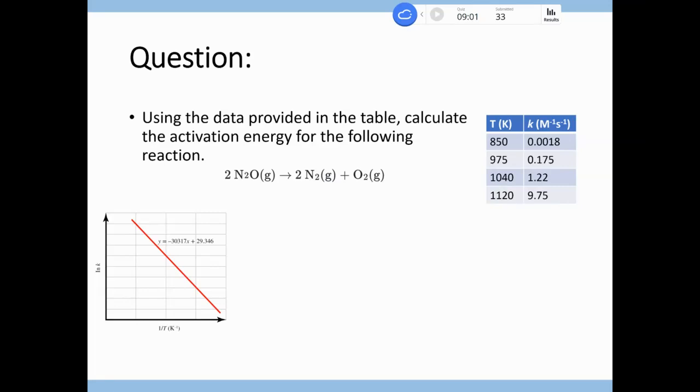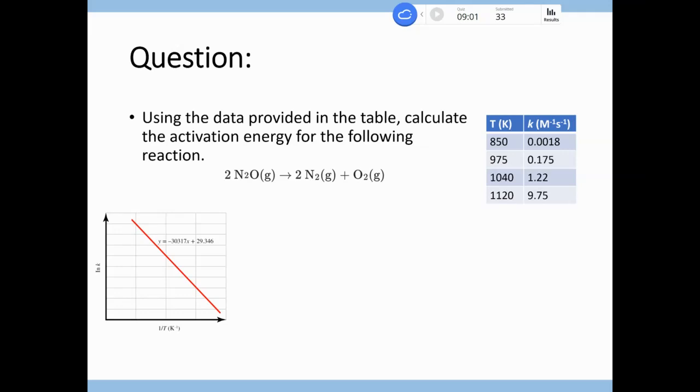So let's say we're working with this reaction. We have N2O forming nitrogen gas and oxygen gas. And this reaction was run at 4 different temperatures. And at those temperatures, the rate constant was determined. So we have temperature and rate constant for the 4 different temperatures.